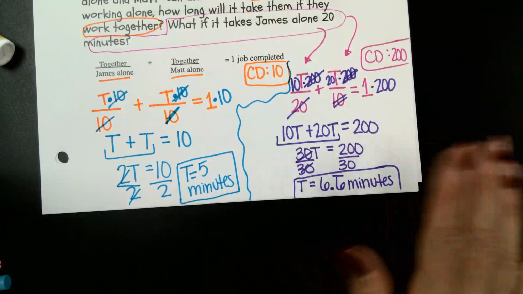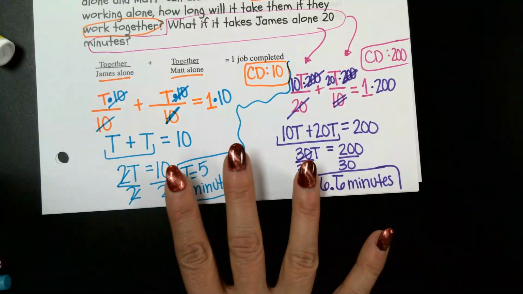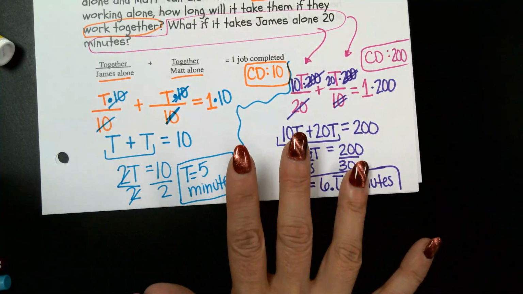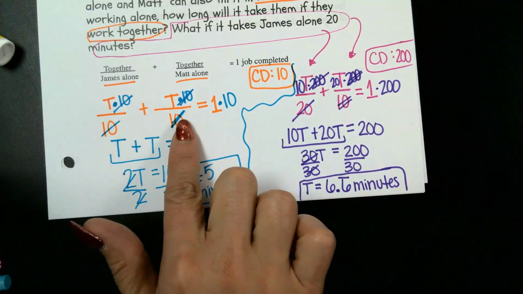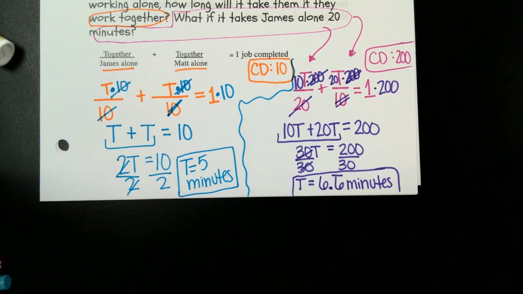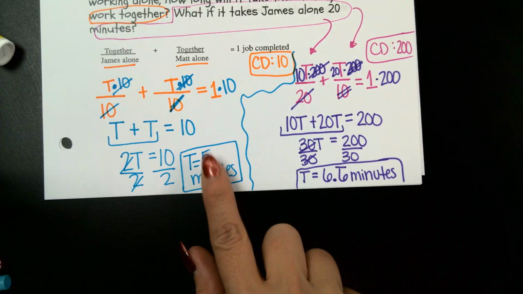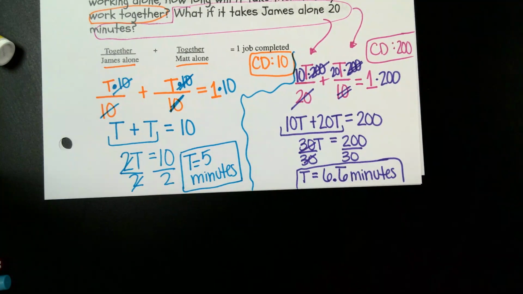How do you guys feel about that one? Okay, now remember, in the examples that we just did, both of these gave you the individual times. Okay? In a minute, I'm going to switch it, and instead of giving you individual times, I'm going to give you one individual time and their together time. But I think we're going to do one more like this, and then I'll switch it up.